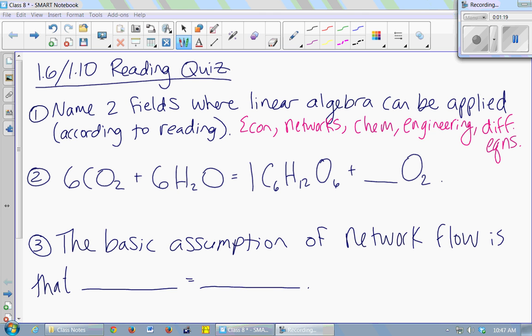Okay, if 6 CO2, 6 carbon dioxides plus 6 waters makes 1 sugar plus how many oxygens? 6 O2s, yeah. So the key here is you just said atoms can't be created or destroyed. So in a chemical reaction, the number of atoms of any chemical has to be the same on the left and the right.